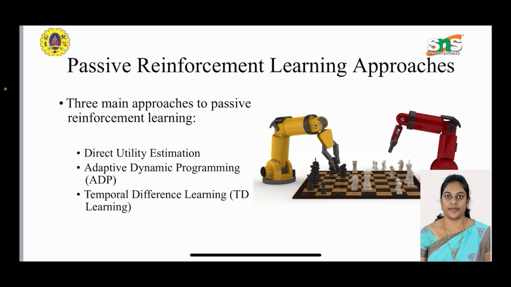In passive reinforcement learning, there are three different approaches to how they learn about the environment without actively selecting actions. We will explore these approaches in detail in the following slides. We have three main approaches: direct utility estimation, adaptive dynamic programming, and temporal difference learning.